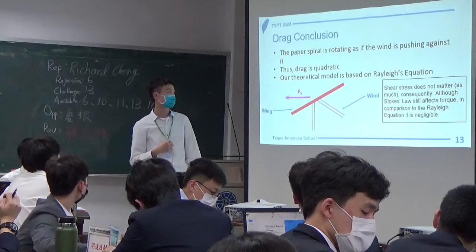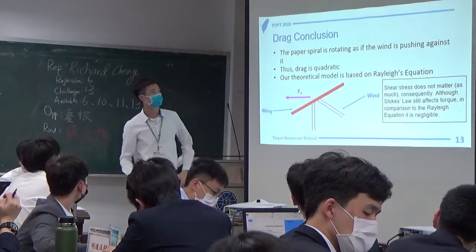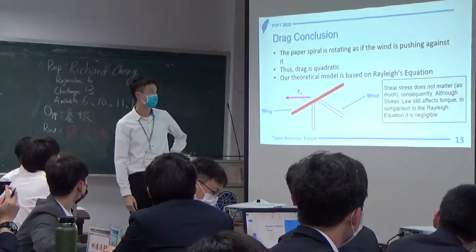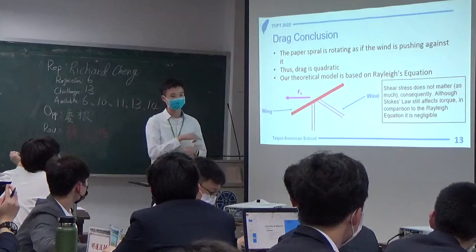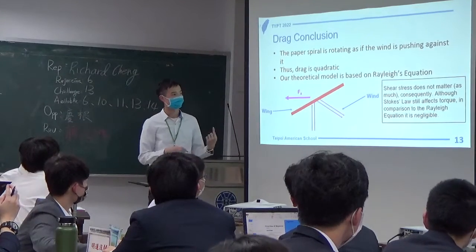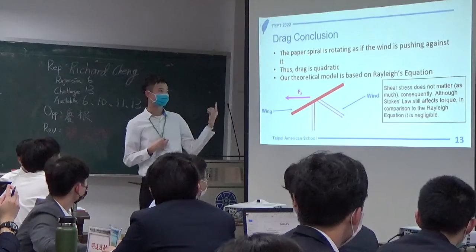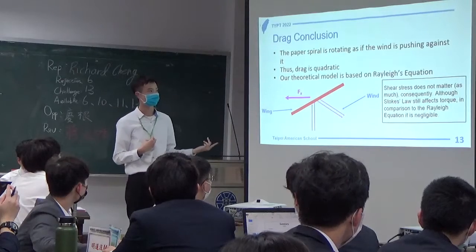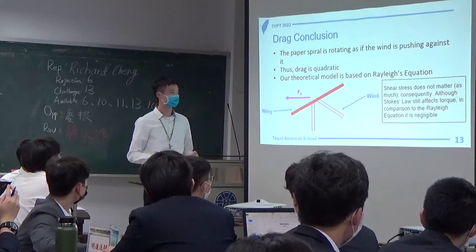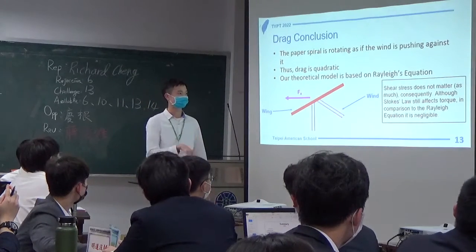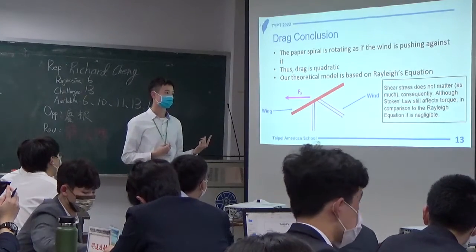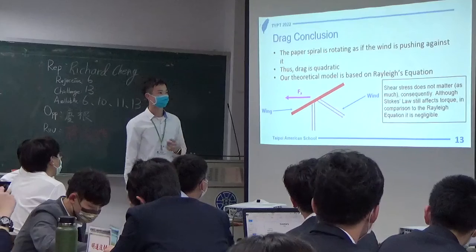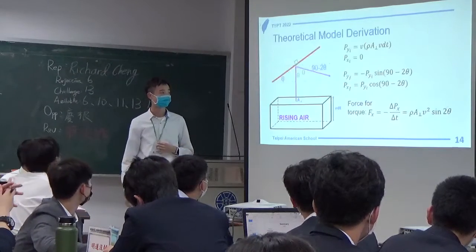So our theoretical model. First, our drag is quadratic because we notice that the spiral is turning in a clockwise direction. This means that Stokes' law and its derivatives, such as shear stress, are negligible. They don't matter because the spiral is not based off of Stokes' law. And Rayleigh's equation is used in our theoretical model.